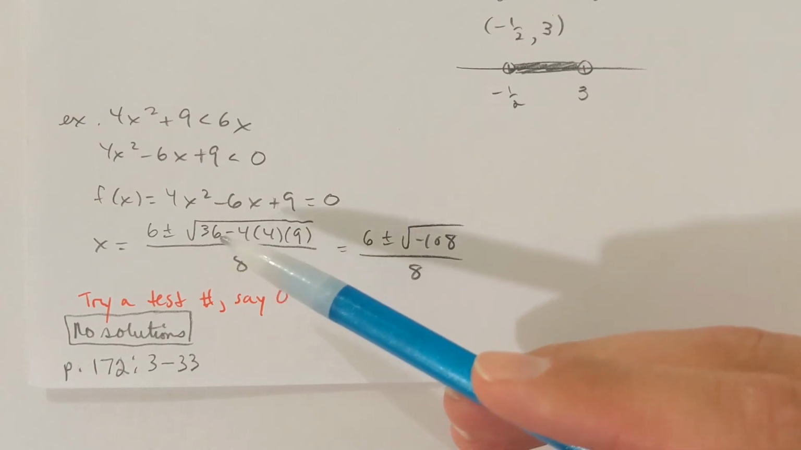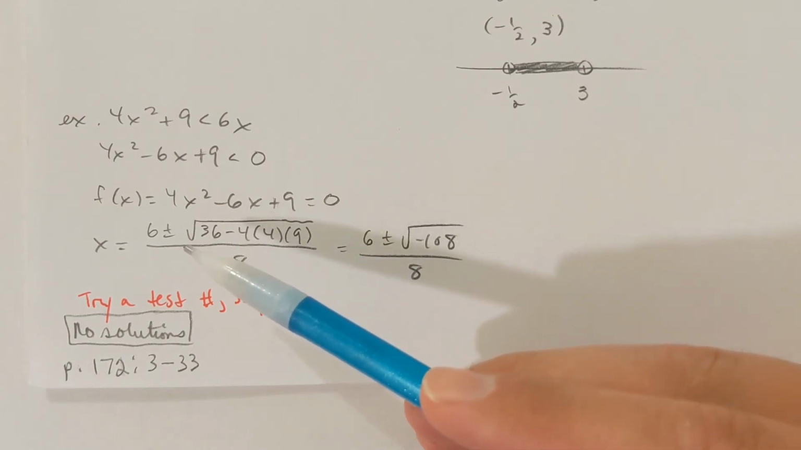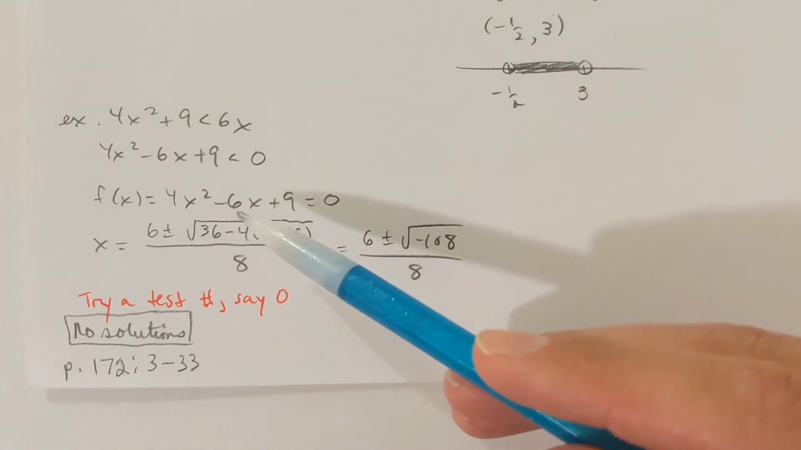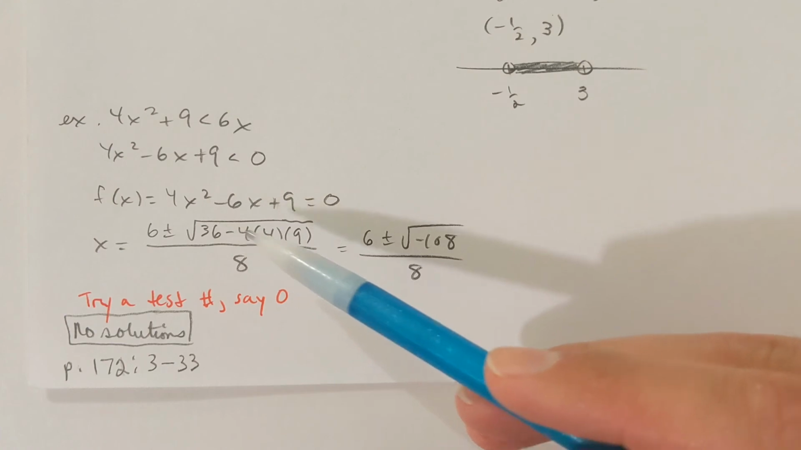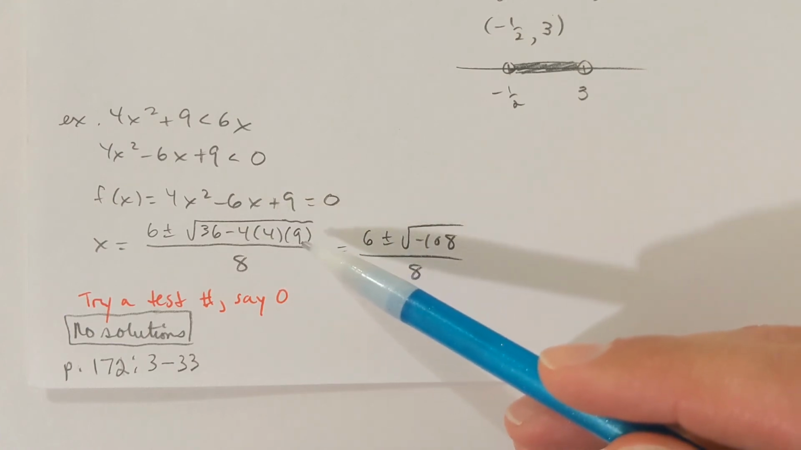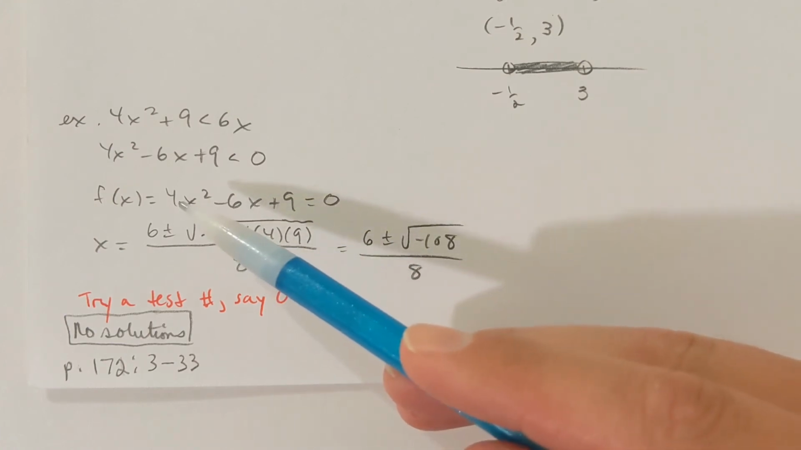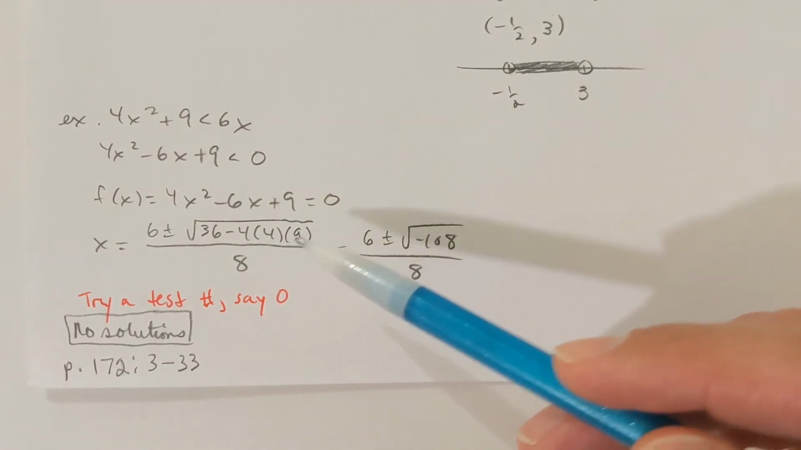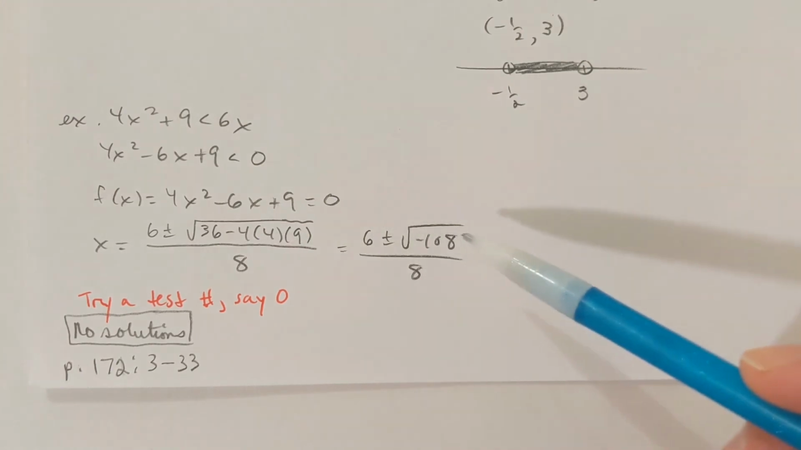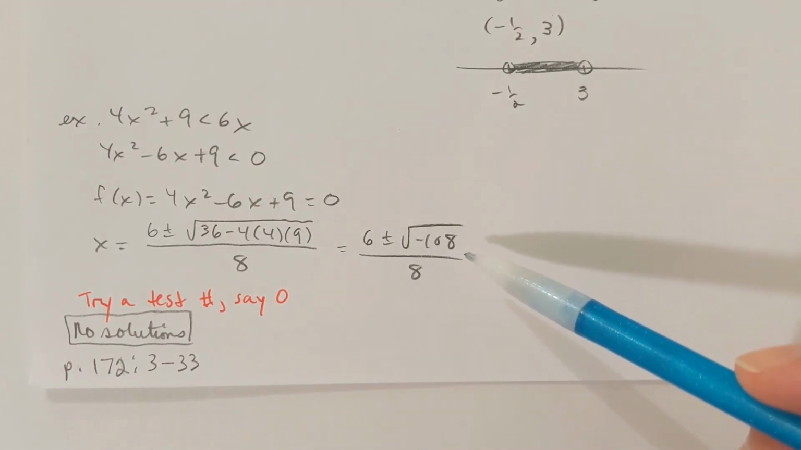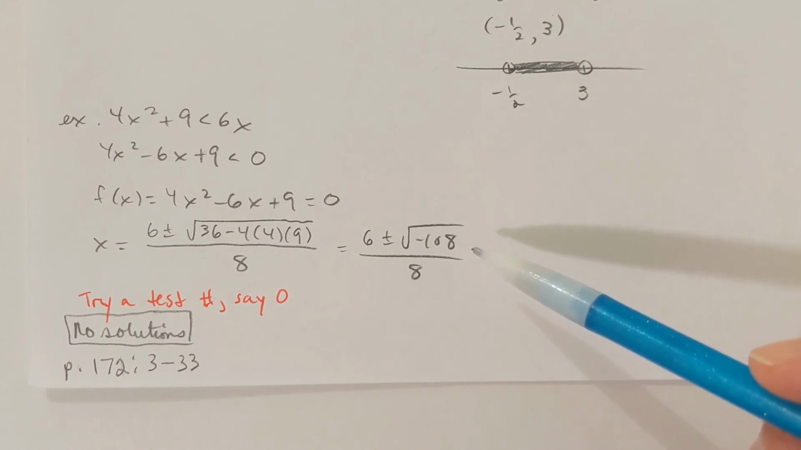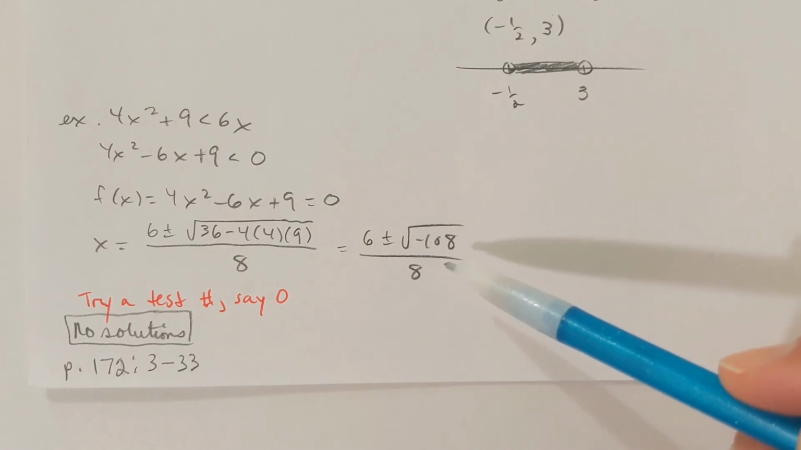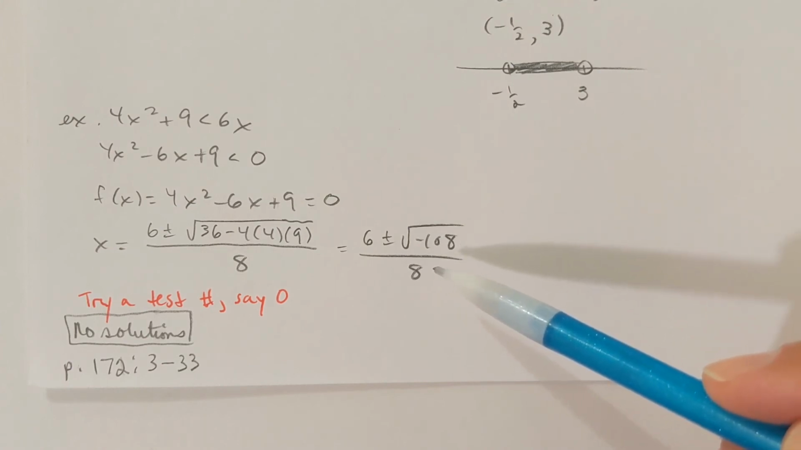X is equal to the opposite of b, which is 6, plus or minus the square root of b squared, negative 6 squared is 36, minus 4 times a, which is 4, times c, which is 9, divided by 2a, 2 times 4 is 8. 36 minus 144 gives me negative 108. So I got 6 plus or minus the square root of negative 108 divided by 8.